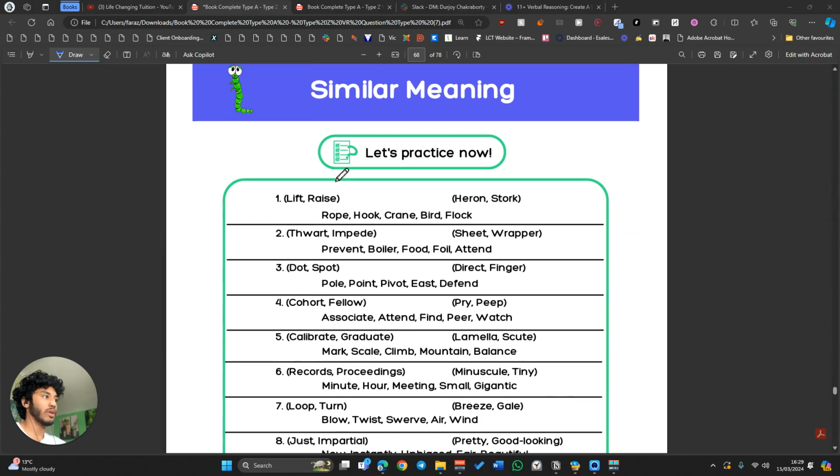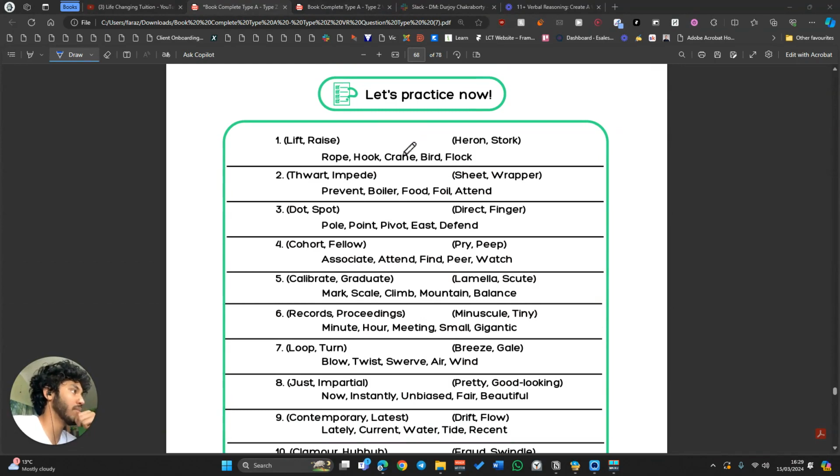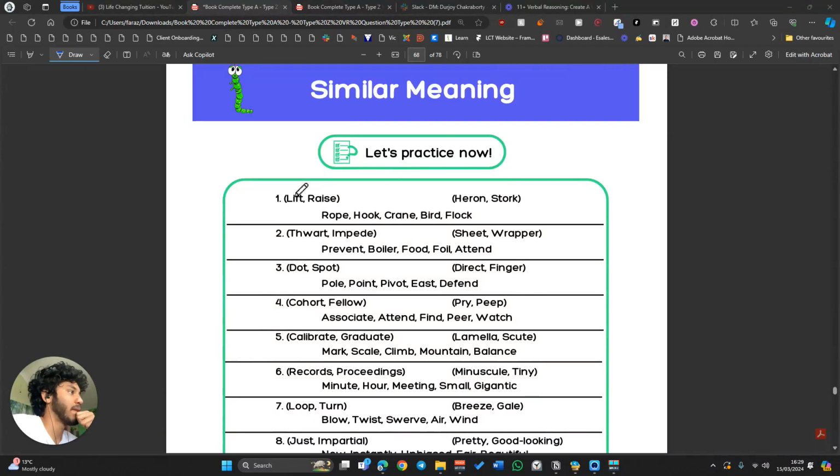So let's get on with the practice questions. There are 10 of them. We can actually probably get through all of them. Yeah, so lift and raise, these two, what I'm going to do is I'm going to immediately look for something that might match the first set without looking at the second.